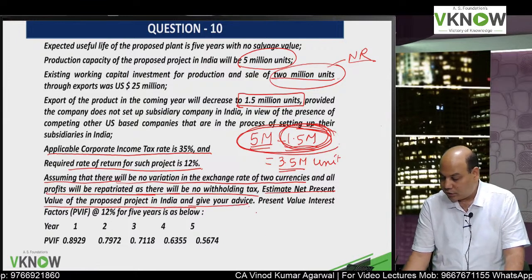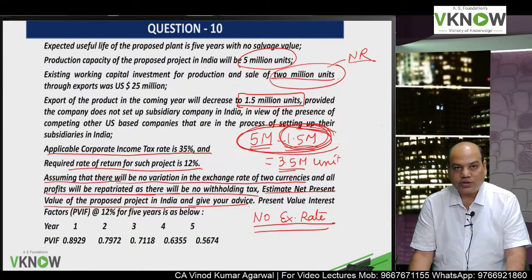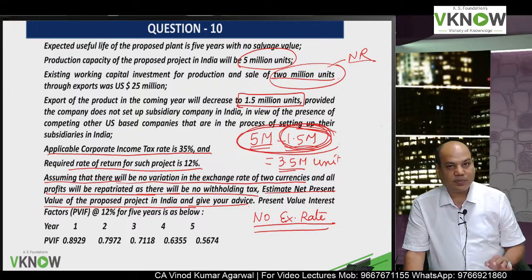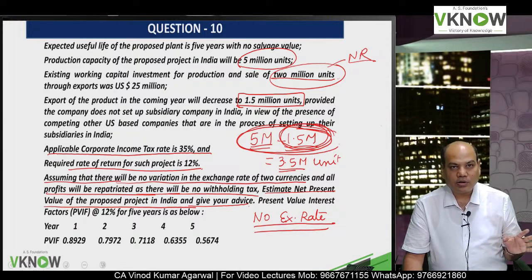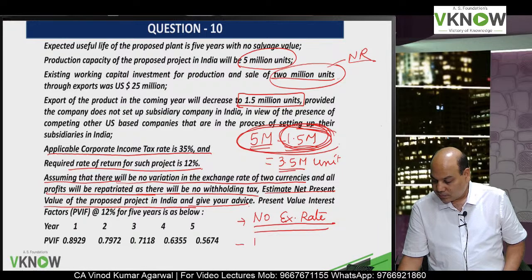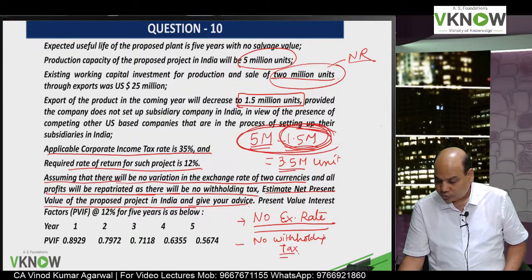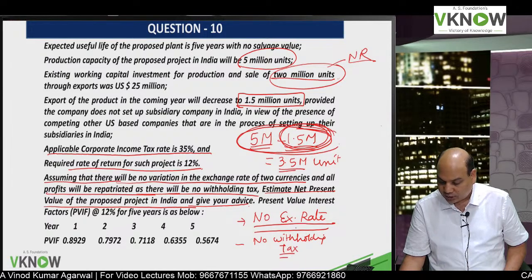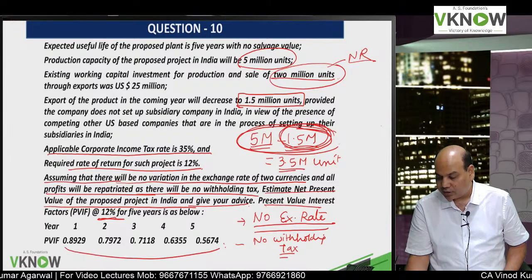So this question has no exchange rate conversion. Although it's a problem of international capital budgeting, the problem says the exchange rate will not change at all. So there is no need for conversion at any stage. And in some problems the institute used to give withholding tax; no withholding tax also. So very easy question from that angle. NPV you have to find out at 12%, and these are the factors given.